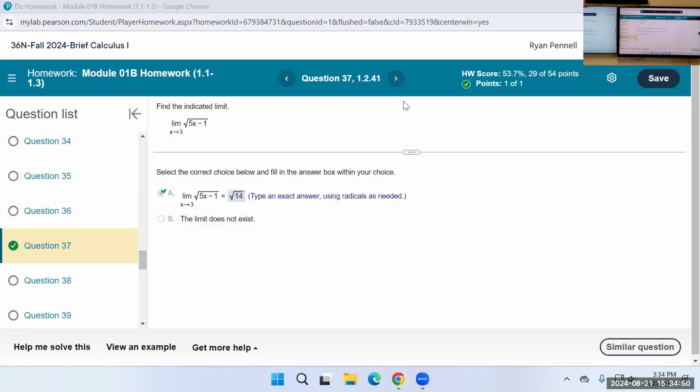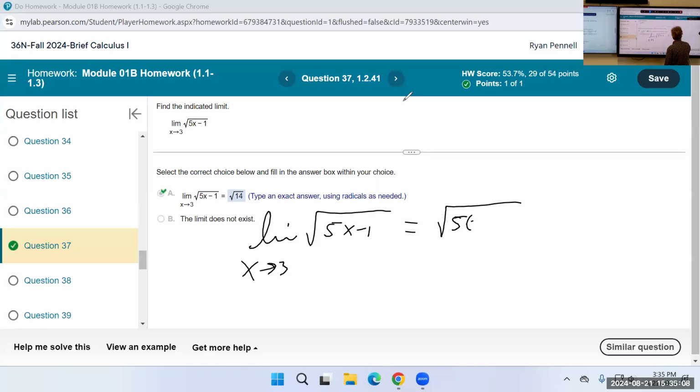Find the indicated limit. The limit as x approaches 3 of the function root of 5x minus 1. Let's just plug it in and see what happens. 5 times 3 minus 1 would be 15 minus 1, 14. So I think it's just the square root of 14, which is just a number. No problem.